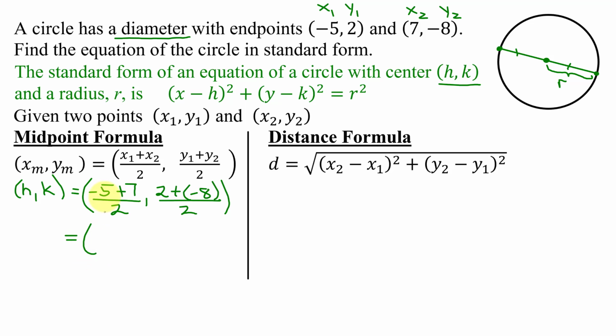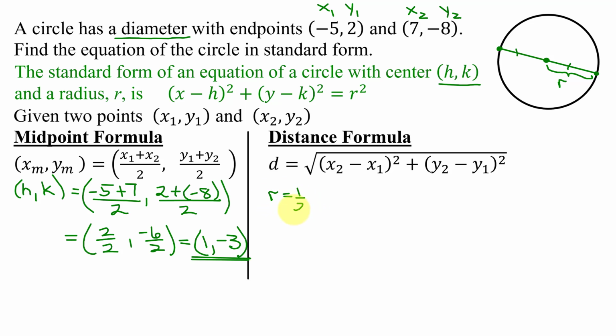Simplifying, I get -5 plus 7 is 2, so it's 2 divided by 2 for the x-coordinate. For the y-coordinate, 2 plus -8 is -6, divided by 2. So where is my center? My center is at the ordered pair (1, -3). So now I've found my center.